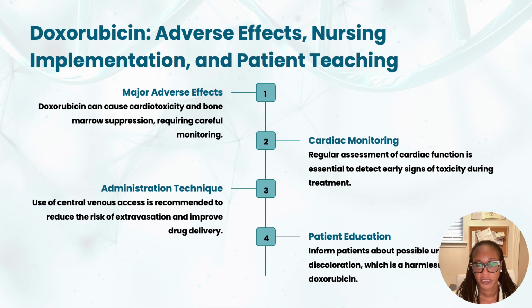Some patient teaching includes that urine may turn red or orange temporarily, so you want to notify the patient so that they're not alarmed. Report signs of infection or heart issues, swelling, fatigue, chest pain. Avoid crowds or sick people, because this can cause immunosuppression. Due to alopecia, you might want to inform the patient that the hair will likely regrow after treatment ends.